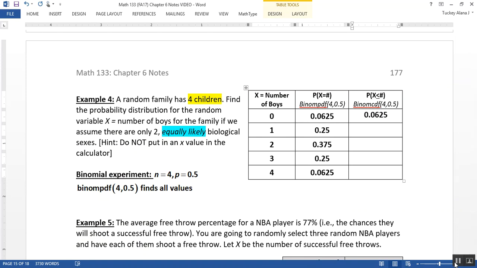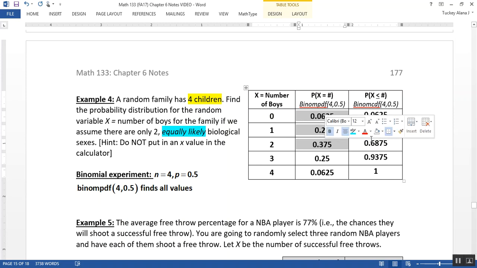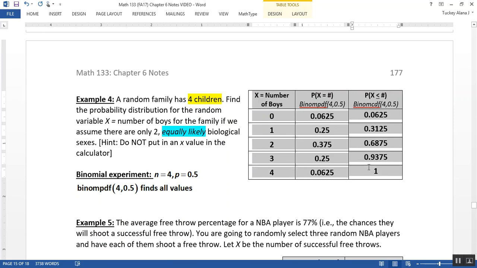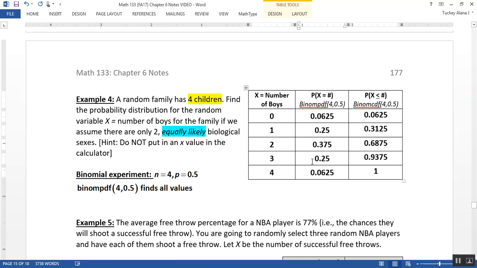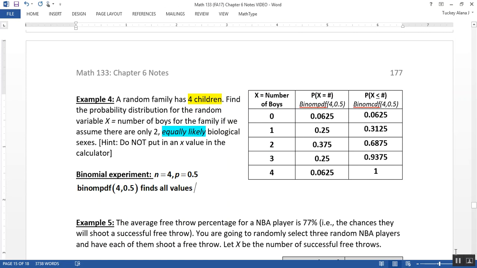So let me type those in. And of course it should make 1 by the end because this whole middle column should add up to 1. And you can tell the difference, it's less than or equal to that number. It's not just equal to, it's less than or equal to, so it's going to add up. It starts at 0.0625 and it accumulates, that's what C stands for. So it's just a little refresher on what that means. And we can see it in table form, and we don't have to find any of it by hand. The calculator just does it all for us because the calculator knows the formulas.